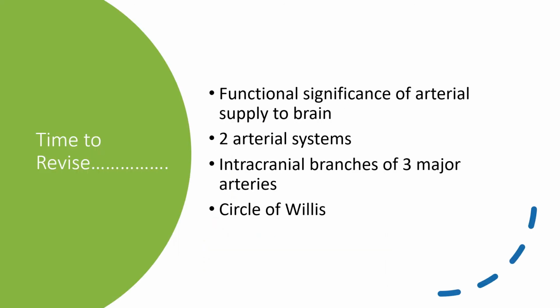So in this session, we have seen the functional significance of the arterial supply to the brain, the two major arterial systems that supply blood to the brain, namely the vertebro-basilar and the internal carotid systems, and we have also seen the intracranial branches of the three major arteries, the vertebral, basilar and internal carotid arteries. And lastly, we have seen the formation and the functional significance of the circle of Willis.